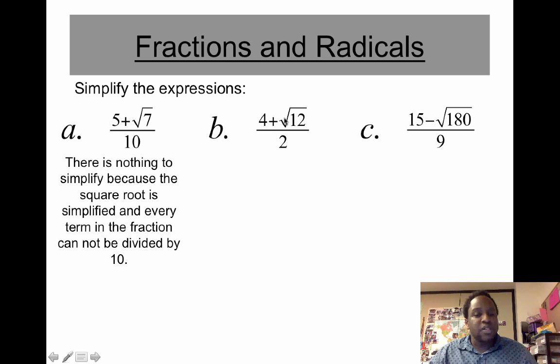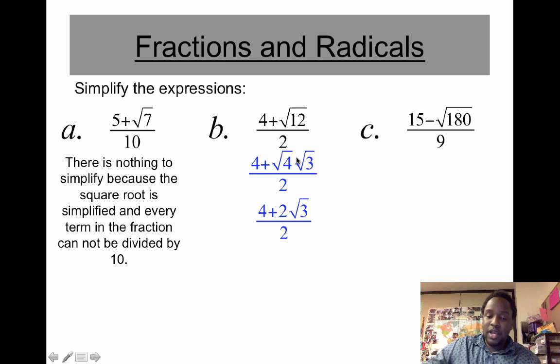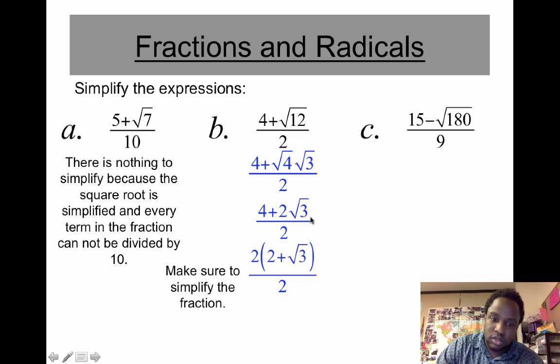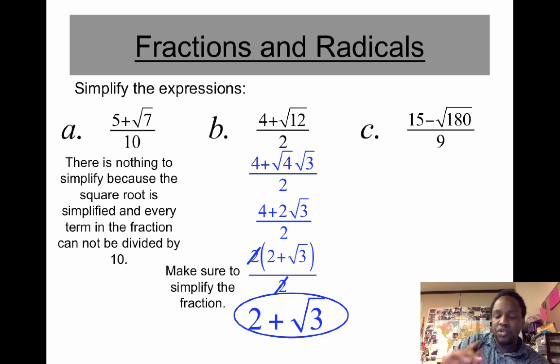Okay, so with 4 plus radical 12 over 2, radical 12 can be simplified. So 4 times 3 equals 12. So we can say 4 plus radical 4 times radical 3. So it's really important that we keep the distinctions of plus signs and multiplication signs. Radical 4 is going to turn into 2. So we have 4 plus 2 radical 3. So we have to make sure that we distribute this divided by 2 to both the 4 and this 2. We don't have to worry about the radical. So the 2's cancel out, and we're left with 2 plus radical 3.